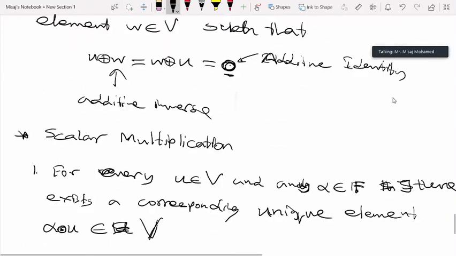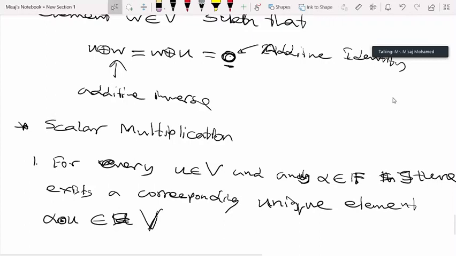In here, scalar multiplication. Alpha is a value, u is a vector. We take the scalar multiplication of them. Is alpha times u a vector?